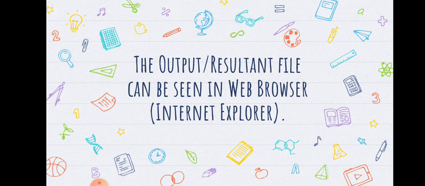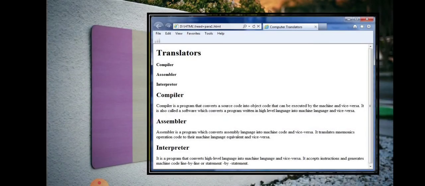So here is a web page whose title is Computer Translators, and that satisfies the conditions specified in the question. The main heading is the translators, and the subheadings and the complete description, that is completely similar to that of the question demand. It is completely fulfilling the question's demand.